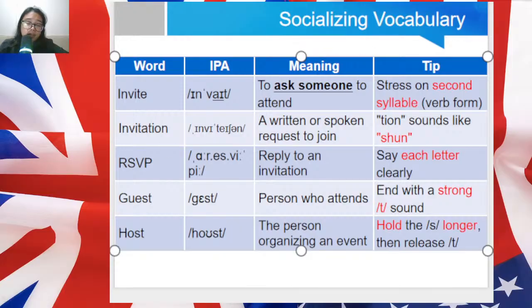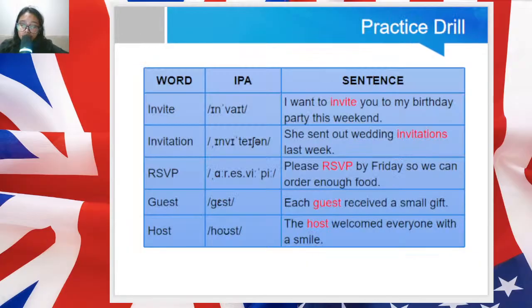Some simple examples, we include this one. Invite, invitation, RSVP. These are just some of the many words, okay? Let's focus on one for now.